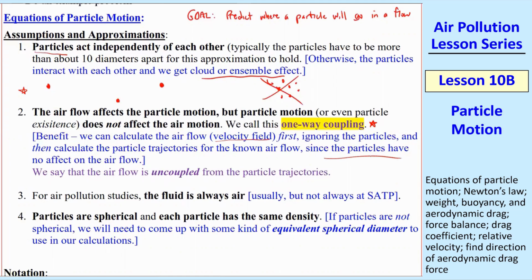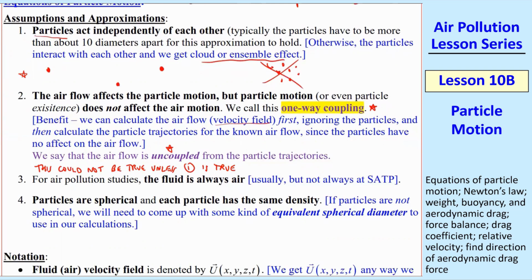The particles have no effect on the airflow. We call this uncoupled. The airflow is uncoupled from the particle trajectories. By the way, this could not be true unless one is also true. So the particles have to be far enough apart so that they don't interact with each other. So two kind of follows from one.